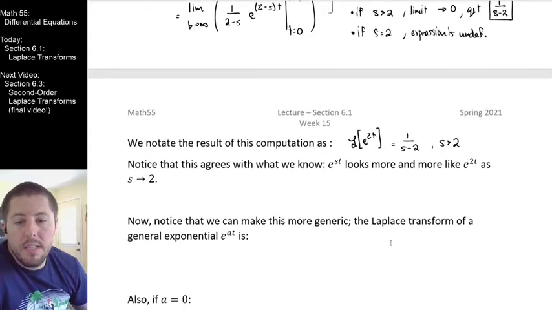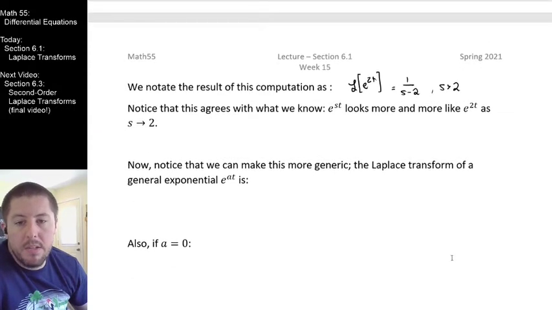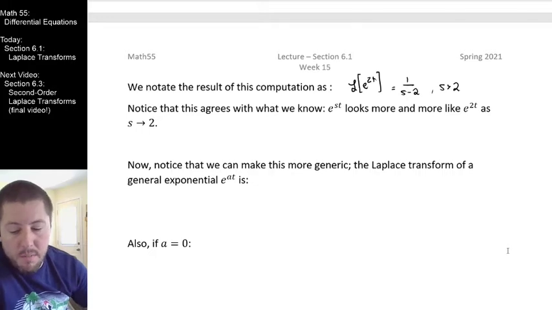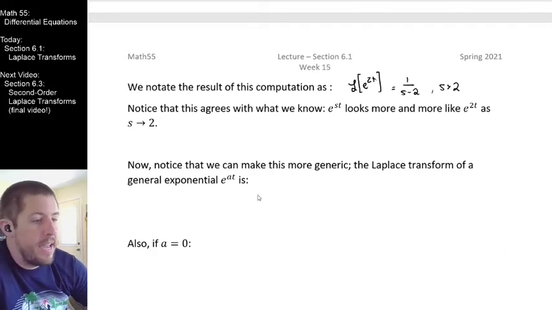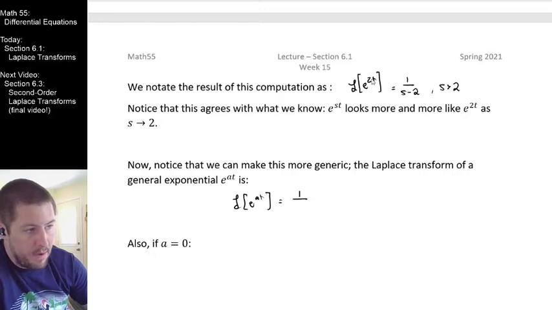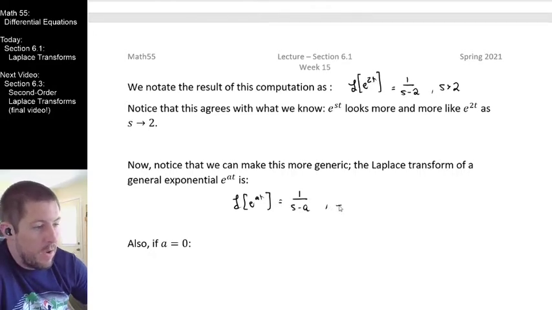You should also notice that this was a very specific example right here. So if we looked at the Laplace transform of a more general e to the at, it should be the fact that the Laplace transform of e to the at is just going to be, and notice 2 is just like, treat 2 as a placeholder right here, it should be 1 over s minus a whenever s is greater than a.